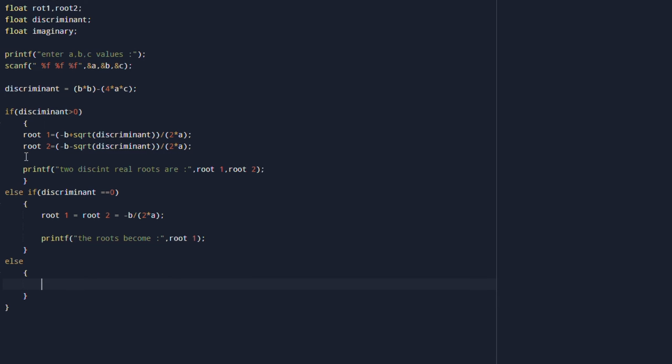The roots become two types, real and imaginary. The real part of both roots remains minus b by 2a. Root 1 is equal to root 2 is equal to minus b by 2 star a.